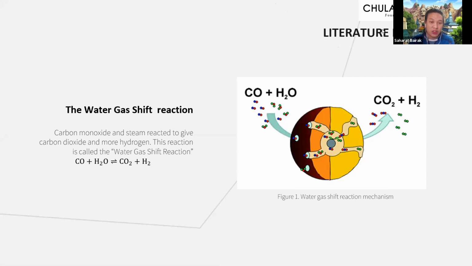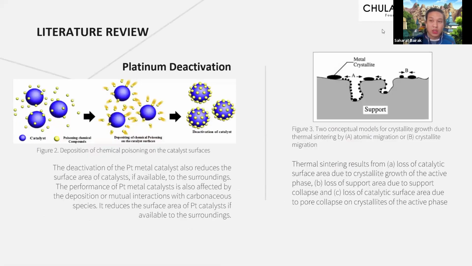The water gas shift reaction uses carbon monoxide and steam, which react to give the products carbon dioxide and hydrogen. Platinum deactivation happens when the reaction takes place. First, a few carbon deposits interact with the catalyst, and when the carbon covers the surface of the catalyst, it reduces the surface that increases the performance of the catalyst.